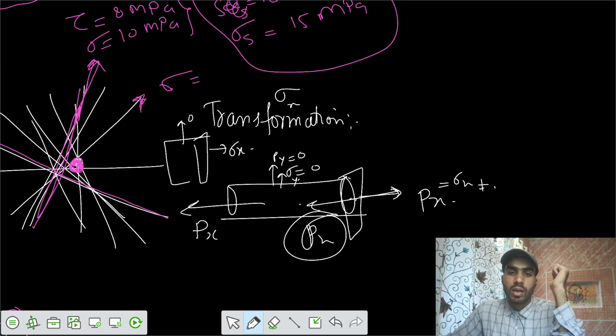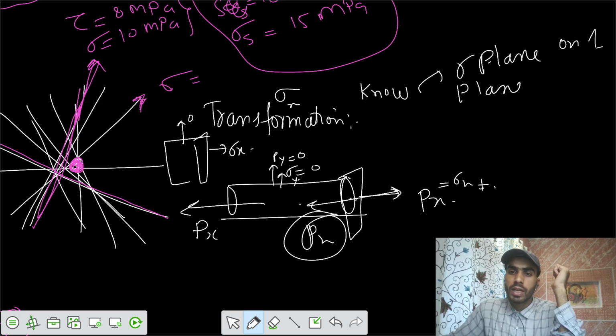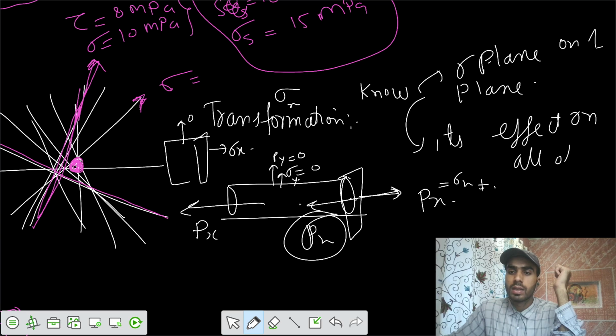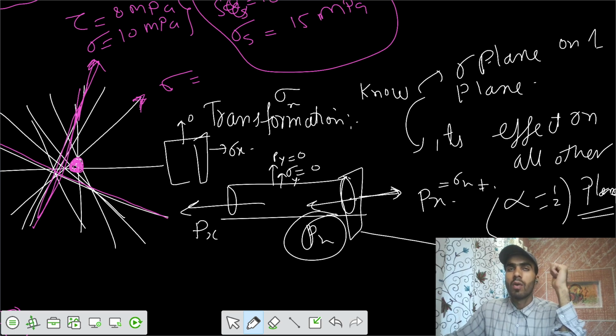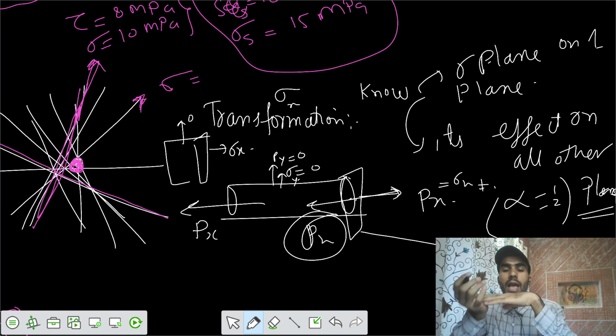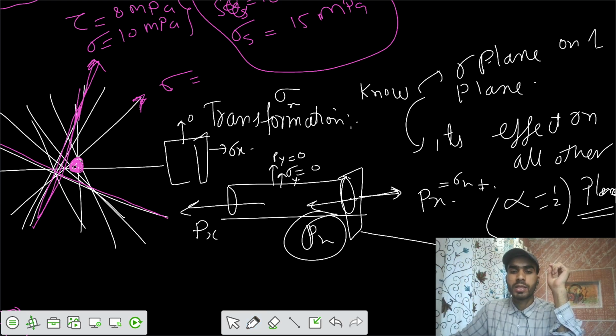So you want to say, by knowing stresses on one particular plane, what is its effect on all other infinite number of planes, infinite minus 1 or infinite minus 2 planes? What's happening to those planes? How much stress has been developed on other planes because of the stress that has developed on the particular plane that you analyzed for? So that's how transformation of stress works.